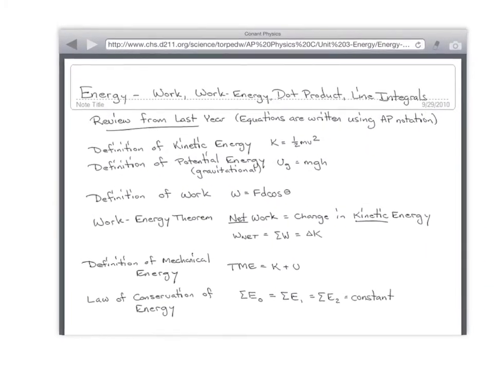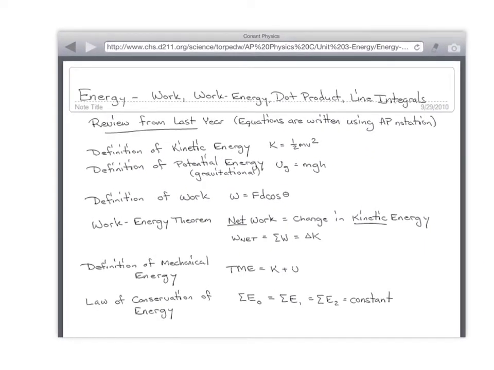All right, so here we go. What's work? Force times distance. Interesting. A place where you get paid. So are you doing work right now?